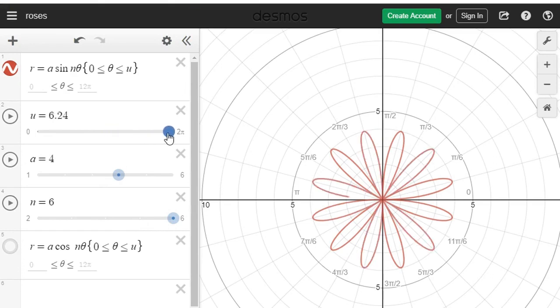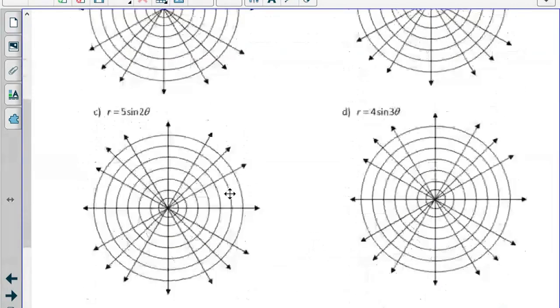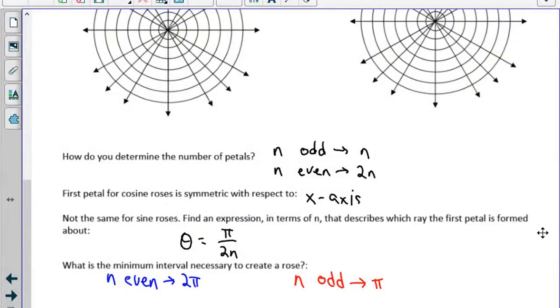When I have 6 as my n, I need to keep going so that I can get all 12 of my petals for sine of n. So here's all the information we need. Hopefully you kind of figured it out on your own.